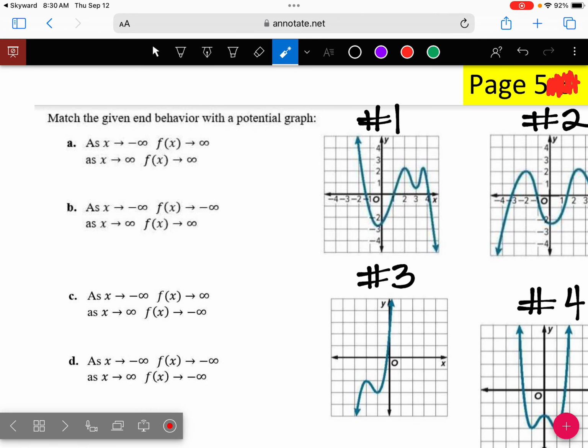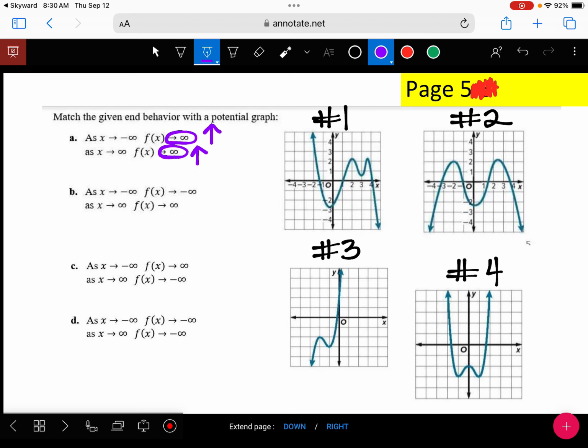I know that this one here, which is A, both ends are going towards positive infinity, which means both arrows go up. Which graph has both arrows going up? 1, 2, 3, or 4? Show me with your fingers. Which one has both arrows going up? 4, good. So that means that A is going to match with that graph. That end behavior matches this graph.